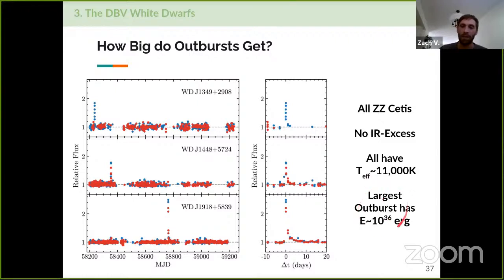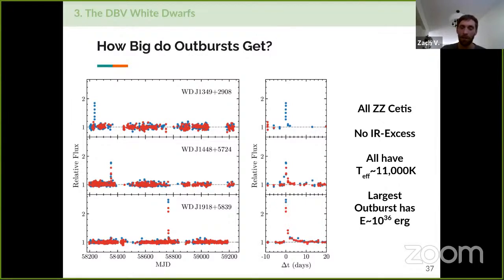But what's really surprising is that the largest outburst here has a total outburst energy of 10 to the 36 erg, which is 2 to 3 orders of magnitude larger than what we've seen so far from K2 and Kepler. So potentially we can use ZTF to probe how big these outbursts can actually get. I think some work still needs to be done on these to completely rule out the possibility of a companion.